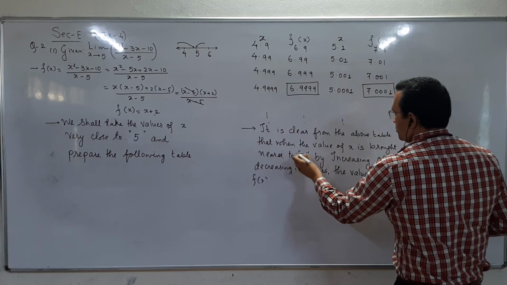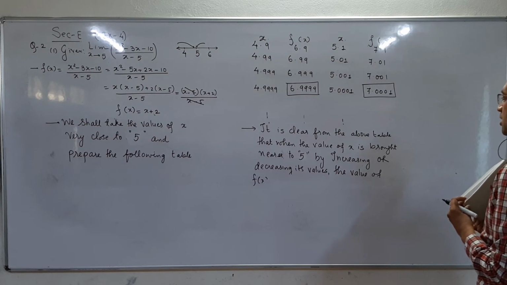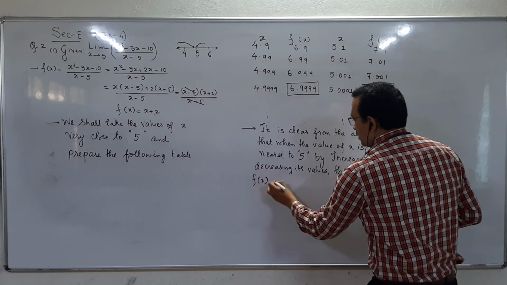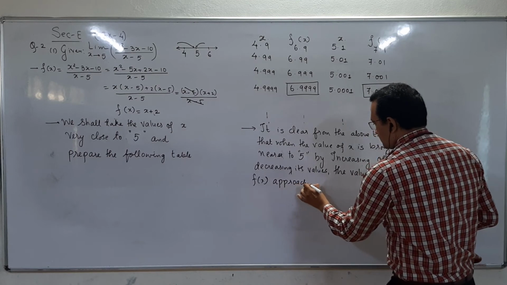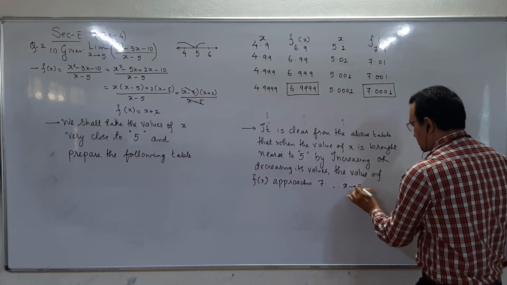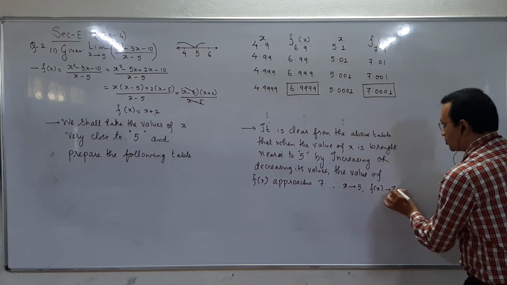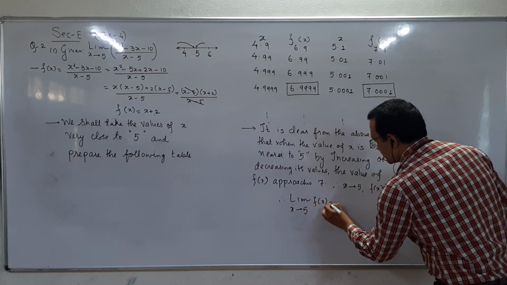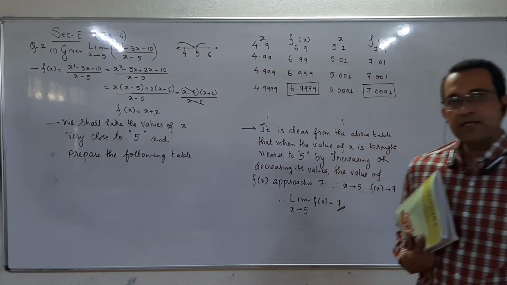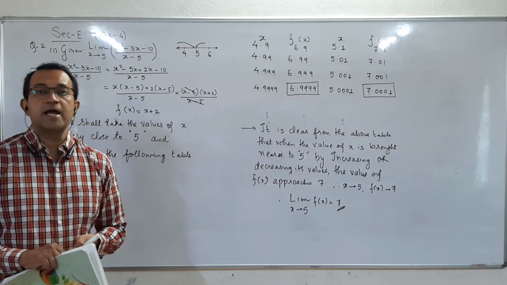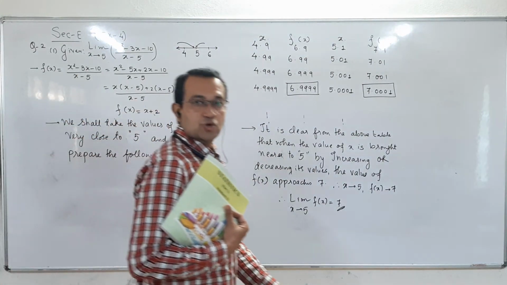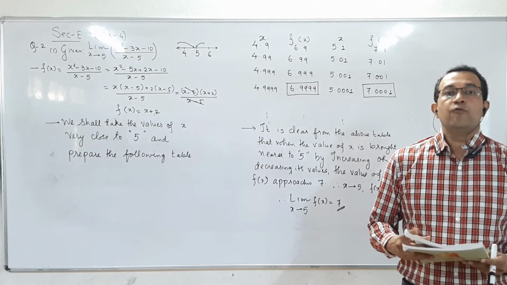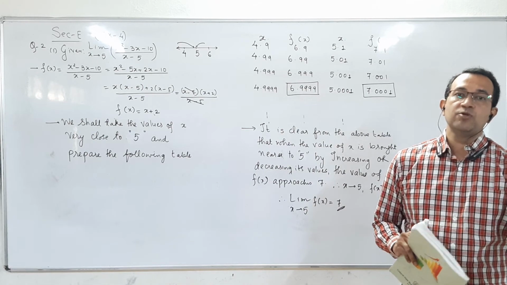So it is clear from the above table that as the value of x is brought nearer to 5 by increasing or decreasing its value, the value of f(x) approaches 7. Therefore, as x tends to 5, f(x) tends to 7. Therefore, limit x tends to 5, f(x) is equal to 7. Even if I don't write the function and write f(x) in general, it is absolutely correct. So students, by this time I am very sure that all of you are well versed in the sums of limit by tabular method.